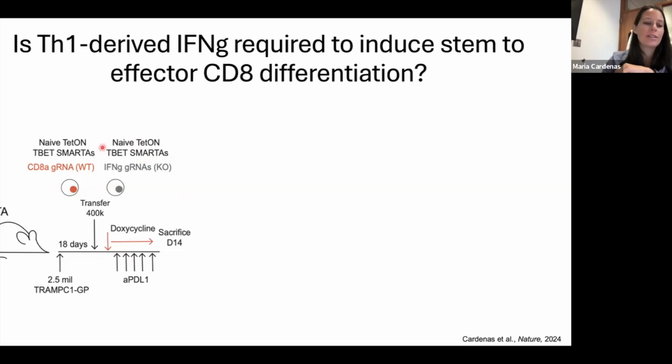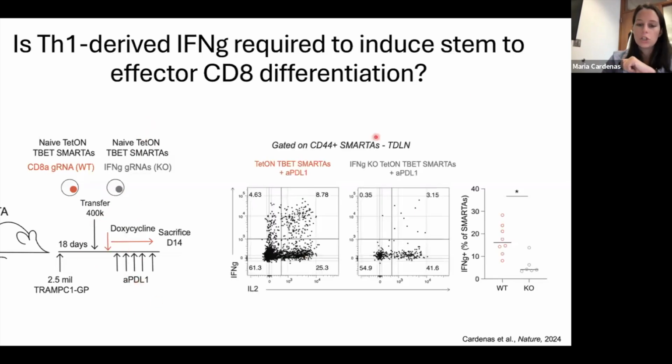And so how we did this is we either transferred wild type TET-ON TBET SMARTAs that I just described, or TET-ON TBET SMARTAs that were interferon gamma deficient. So they can become Th1s, but they can't produce interferon gamma once they're in the system. How we did this was through electroporation of two different guides. We did this into an established tumor, followed by doxycycline, which turns on the TET-ON TBET program, and anti-PD-1 like we did before. And this is just to confirm that the interferon gamma knockout worked.